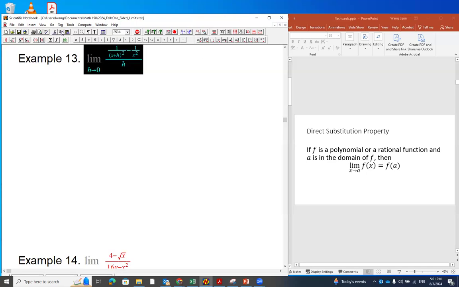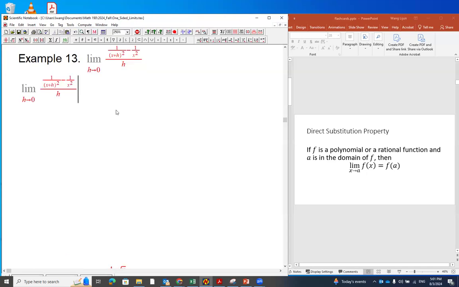And we still cannot apply the limit law because the denominator can be 0 if we substitute, right? So we can't do that. So we're going to apply the algebraic skills. The common denominator is x squared times (x plus h) squared.